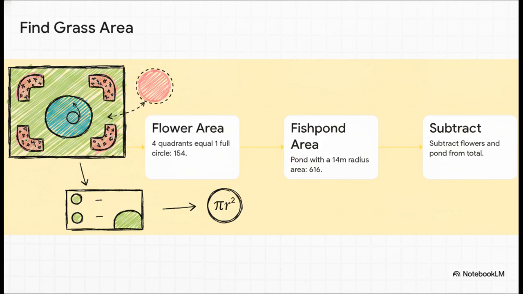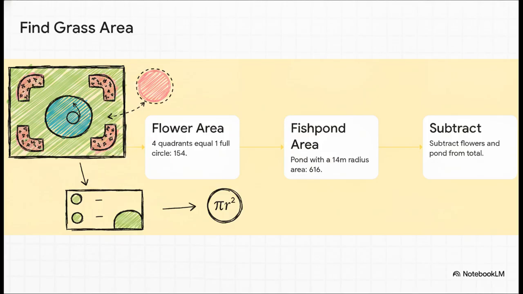First, we find the total area of the rectangular park by multiplying 63 by 58, which gives us 3,654 square meters. Next, we deal with the obstacles. Those 4 flowerbed quadrants in the corners? Well, 4 quarters make a whole, so they effectively form one complete circle with a 7-meter radius. Using pi r squared, that gives us 154 square meters of flowers.